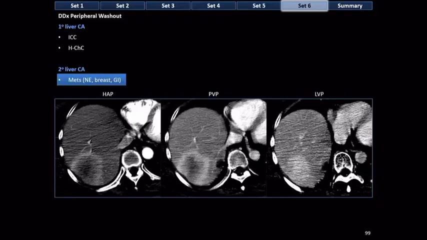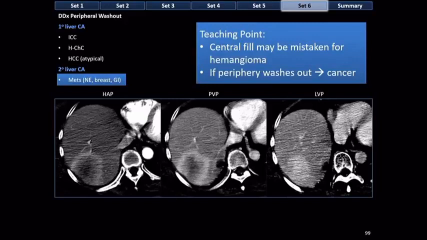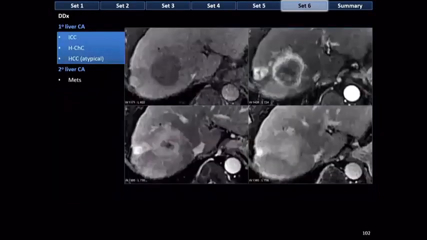So expanding enhancement is a hemangioma, moving enhancement is malignant. So the teaching point is that central fill-in may be mistaken for a hemangioma. If the periphery fades or washes out, if the contrast is moving from the outside towards the center and washing out as it does, that's a cancer, not a hemangioma.